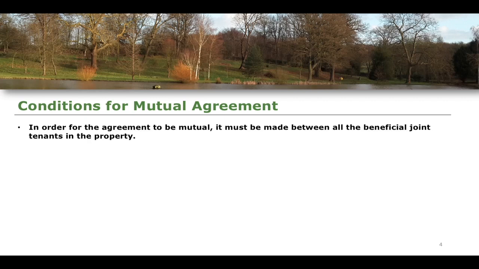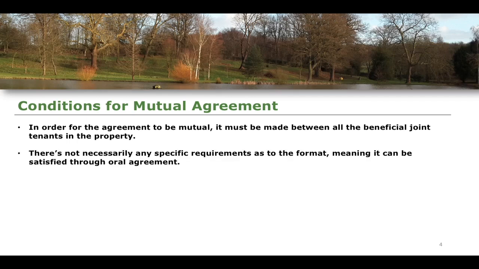In order for the agreement to be mutual, it must be made between all of the beneficial joint tenants of the property. So this really concerns itself with the mutual part of the idea of mutual agreement. It has to be all of the beneficial joint tenants of the property. There's not necessarily any specific requirement as to the format of the agreement, so it could be satisfied through an oral agreement, an oral understanding, a conversation essentially about severance.